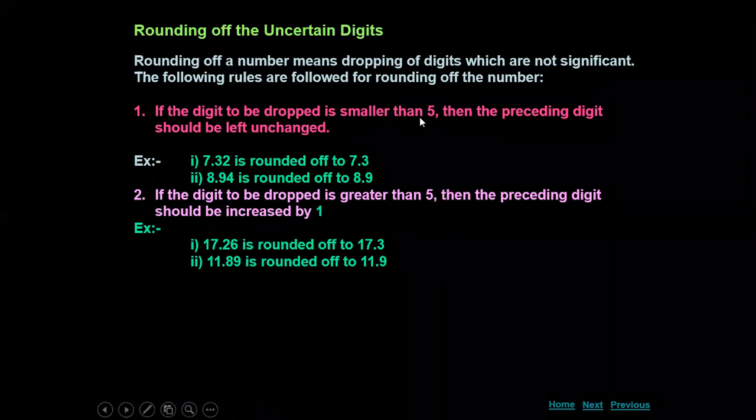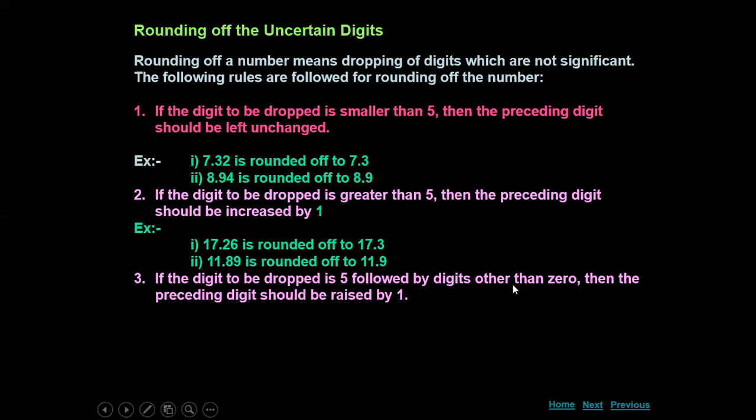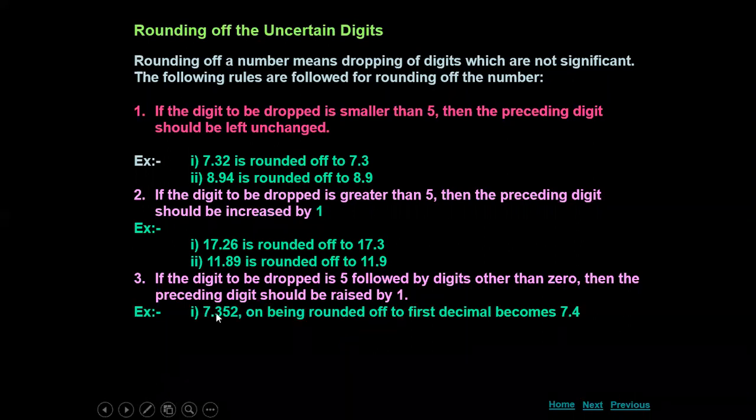See here. Less than 5 we have seen, and greater than 5 also we have seen. If it is only 5, what do we have to do? See, if it is 5 followed by digits other than 0, then the preceding digit should be raised by 1. We'll see exactly. 7.352 is there. We want to drop this 5. So in 7.352, after 5 there is a digit.